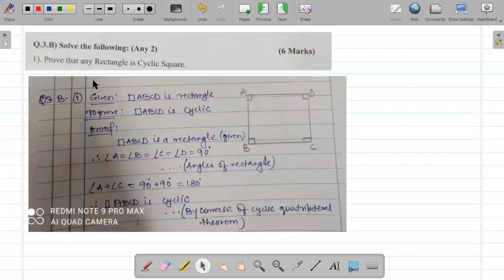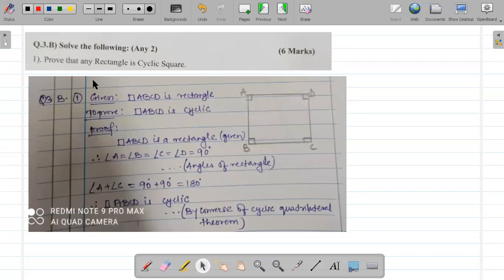So here we are given the quadrilateral ABCD, and you can use any name. So let's say quadrilateral ABCD is a rectangle. This is something given, and we are asked to prove that this is a cyclic square. Okay, so cyclic means what? Cyclic means the opposite angles are supplementary. That is, the sum of the opposite angles has to be 180 degrees.